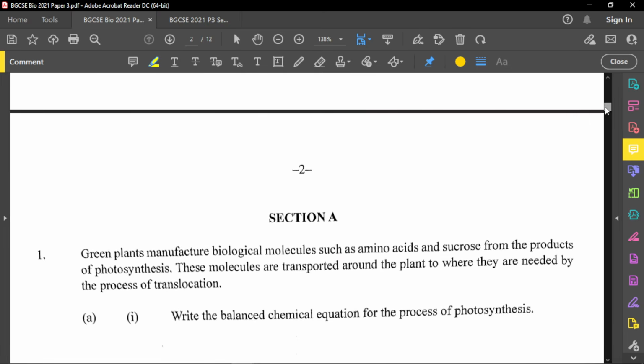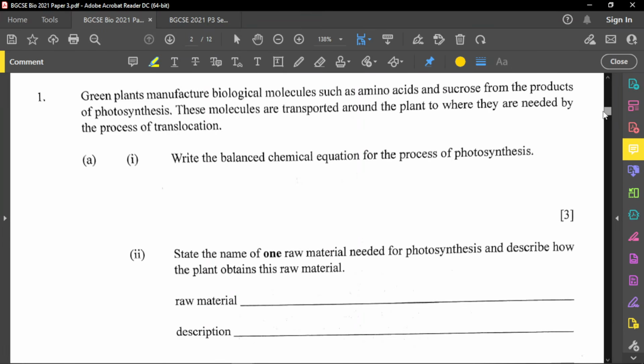All right, so let's jump into this paper quickly. And so for this paper, the first question reads that green plants manufacture biological molecules such as amino acids and sucrose from the products of photosynthesis. It said these molecules are transported around the plant to where they are needed by the process of translocation.